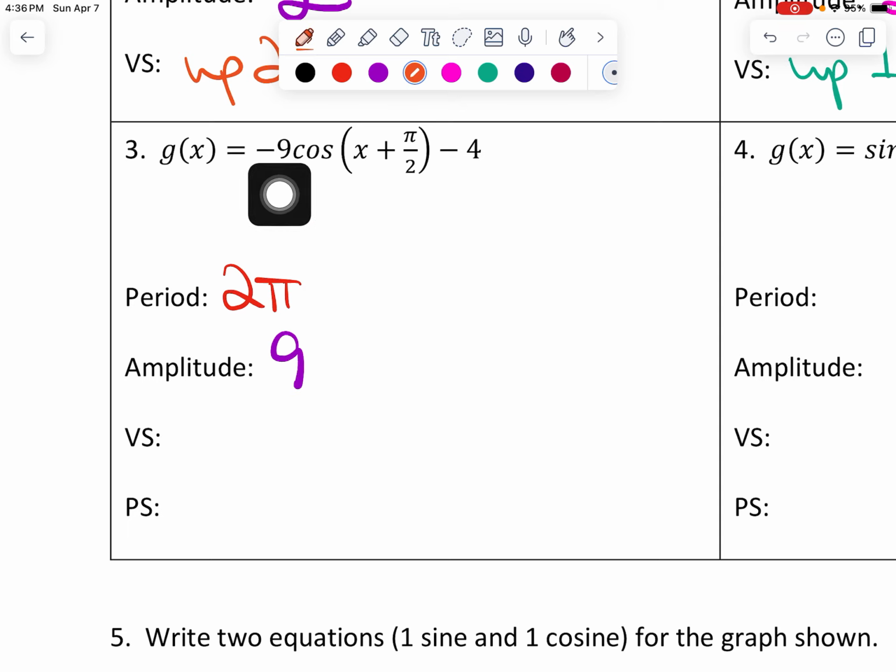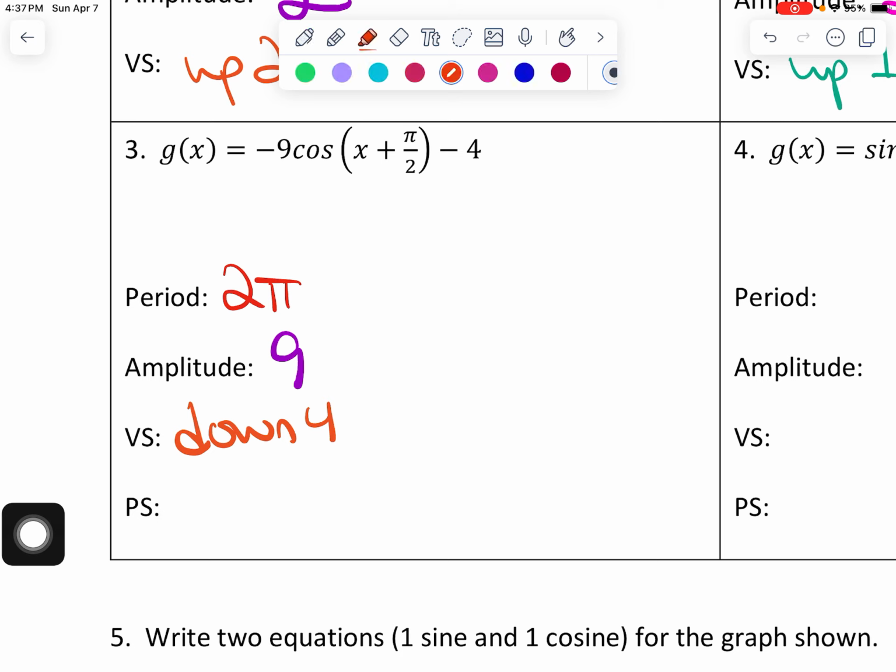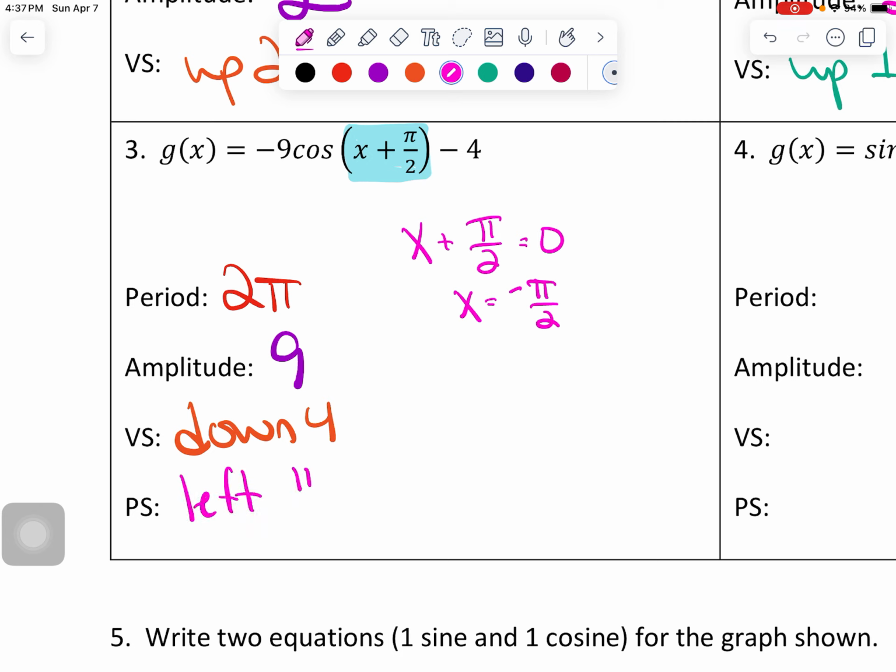Vertical shift, if you go from your cosine function here and you see that you are subtracting 4, this -4 is going to be your vertical shift. Since it's minus, we're going to go down 4. And the last but not least part is we're looking for a phase shift here. My way of finding phase shift that I find easiest is to take this whole expression and set it equal to 0. So x plus pi over 2 equals 0, which makes x equal to -pi over 2. Now that phase shift, because it's x equals -pi over 2, is going to be left pi over 2.